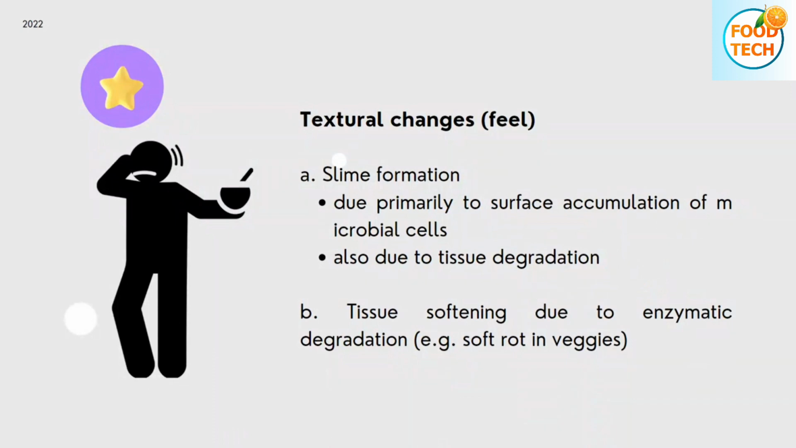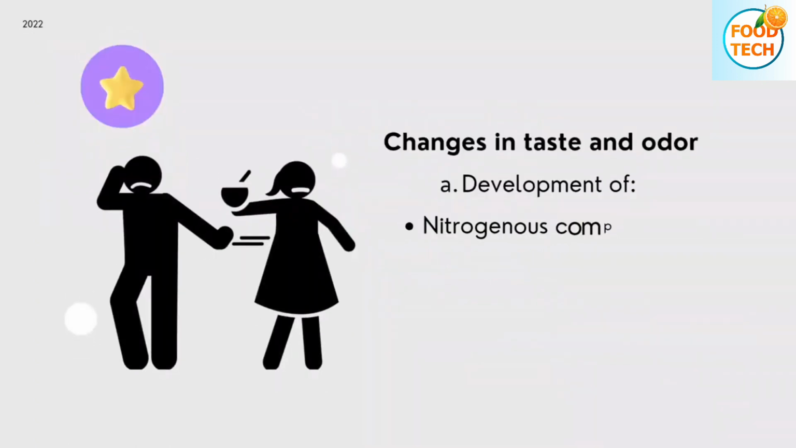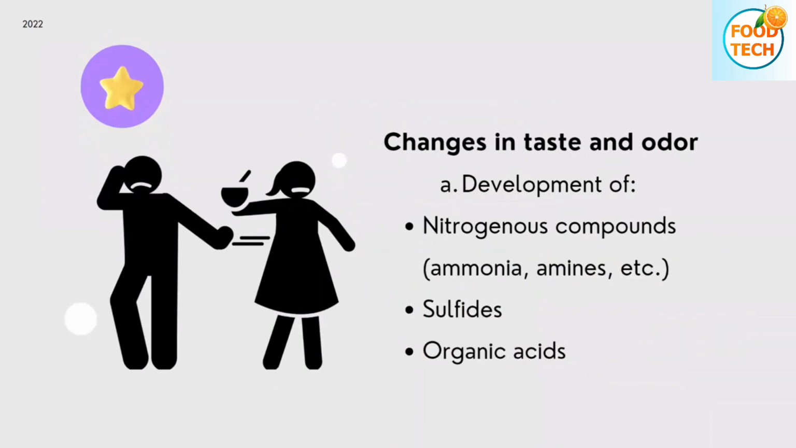Because bacteria release certain enzymes. Those enzymes go and break down the nutrients which are present in that food. So this is how it leads to tissue softening. Again, it's a textural change that occurs, and our body gives us a sensor that no, this food need not be consumed, right?